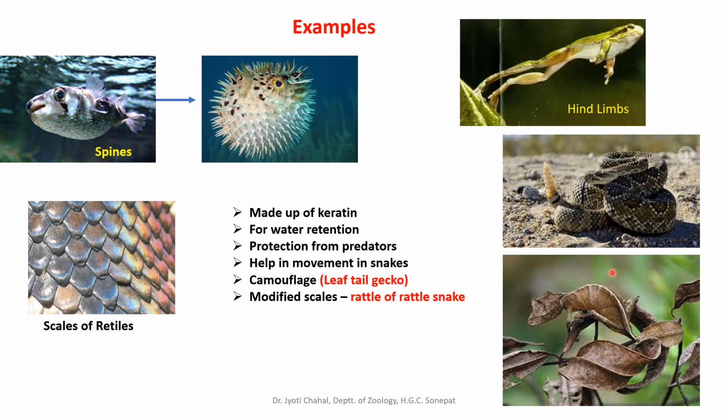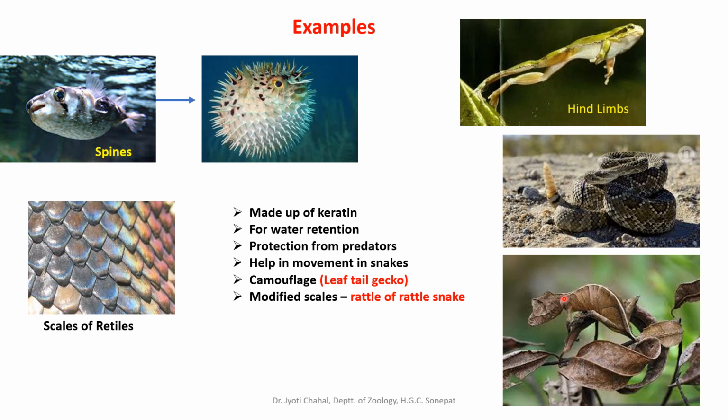So also, that rattle is a modified scale. Some lizards also follow camouflage from their morphology by changing their color to be similar to their background, and shape also. So here you can see the leaf tail gecko, that looks like a dried leaf structure.